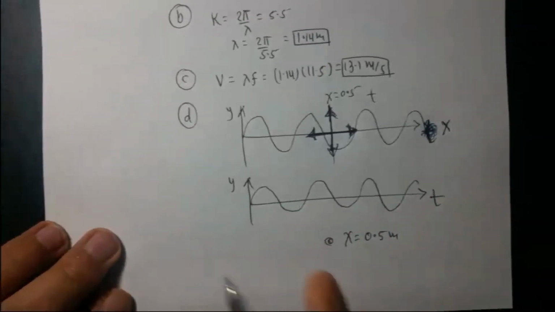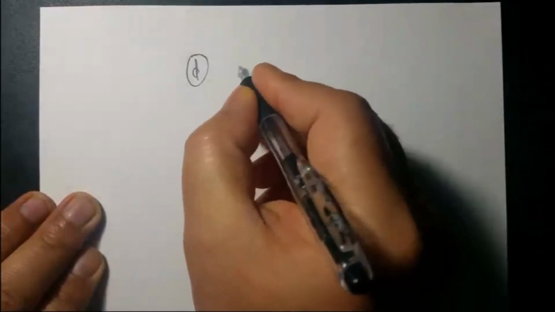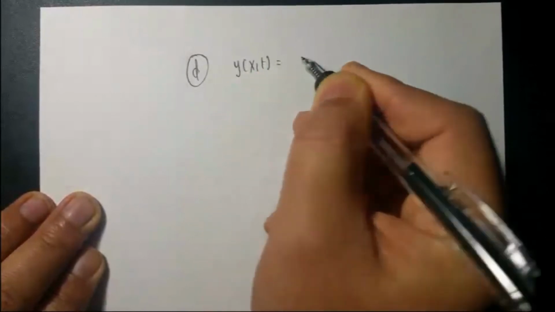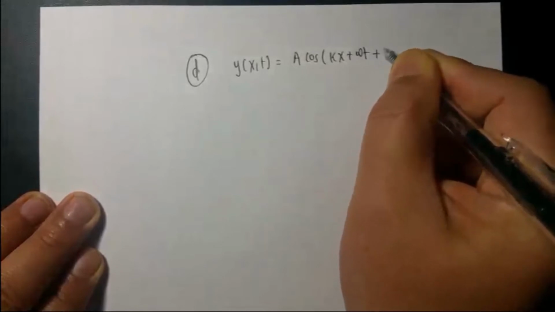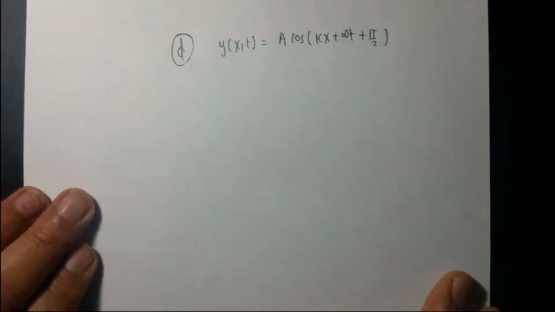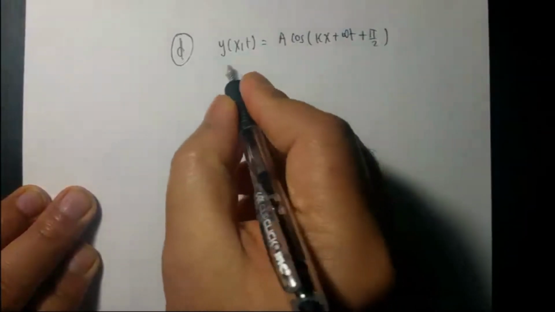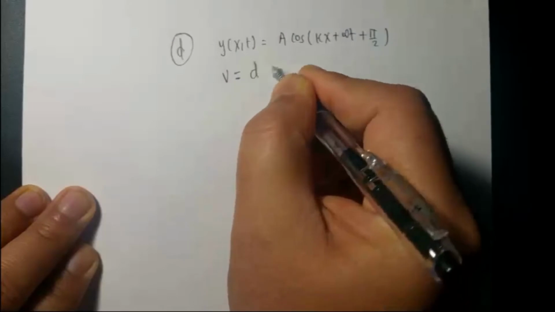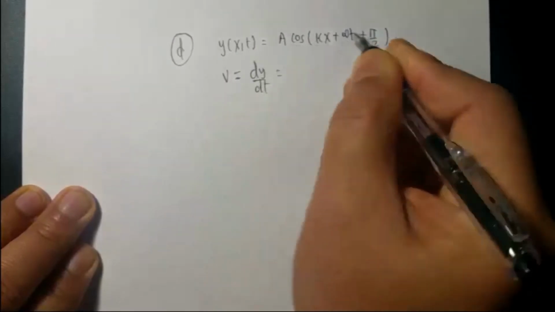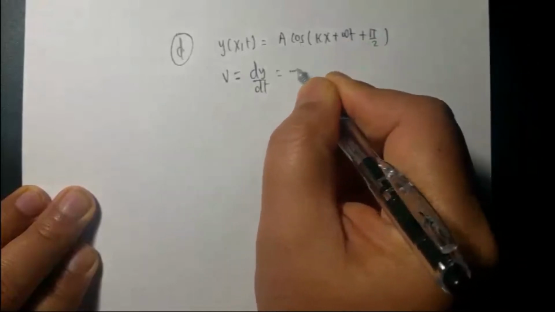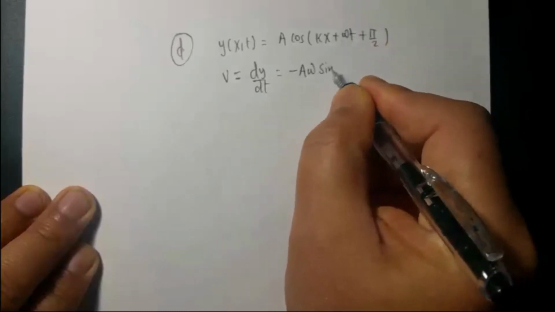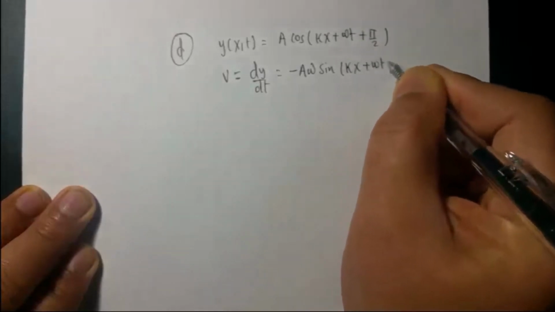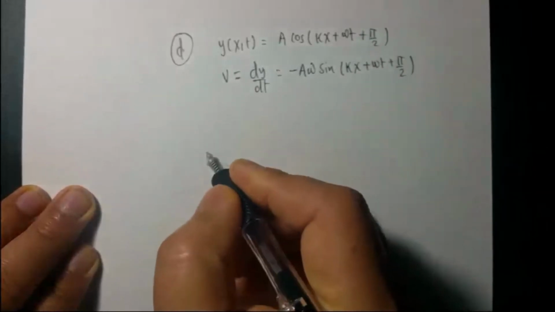So then we will begin. To find the transverse speed, let me first write down the given wave equation. The wave equation is of this type: cos of kx plus omega t plus pi over 2, right? To find the transverse speed v, you have to take the time derivative of that. The derivative of cos is negative sine, and since you are taking the derivative with respect to time, you have the coefficient omega and sine of kx plus omega t plus pi over 2.